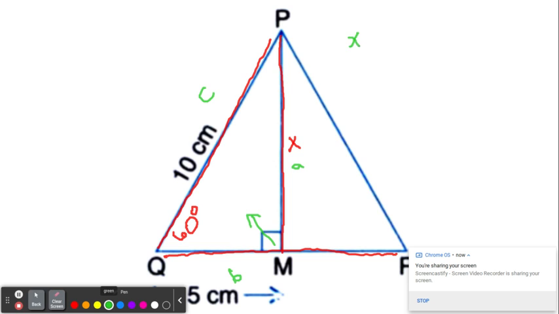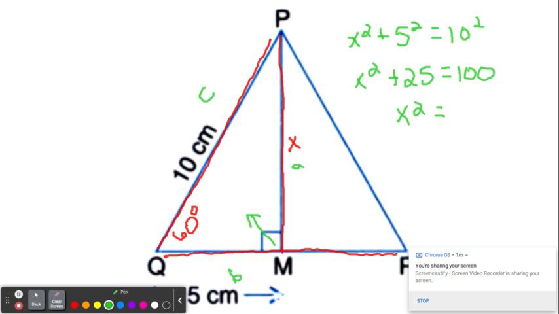So based on my Pythagorean theorem, it's now x squared plus 5 squared equals 10 squared. If I clean this up, x squared plus 25 equals 100. Subtract over 25, and I get x squared equals 75. Square root, square root. Well, 75 is between 64 and 81, so it's going to be somewhere between 8 and 9. So if I go to the calculator, the square root of 75 gets me 8.7. So I now have this height right here is 8.7.